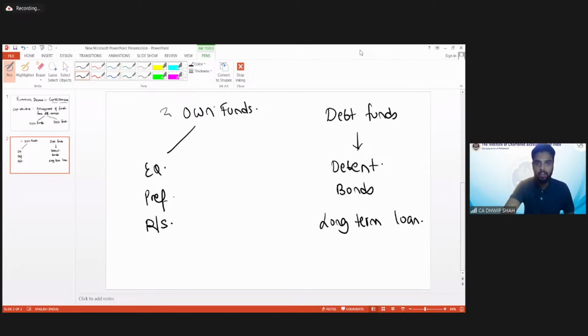Yes, everyone agreed? Any questions? Yes, shareholders are the owners. Perfect. Bonds and debenture holders are all a part of debt funds. Now the question is, what is the objective of this chapter?